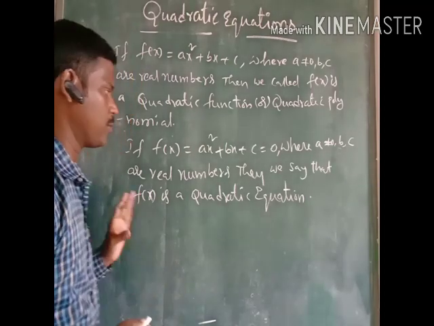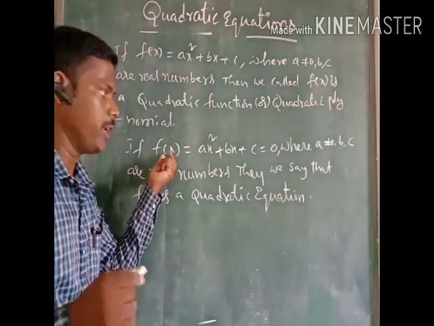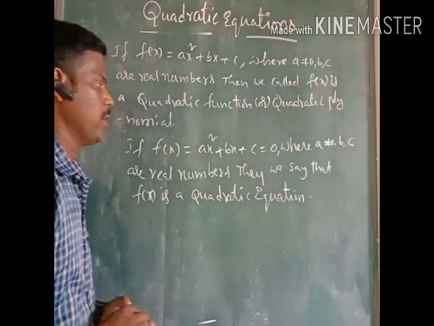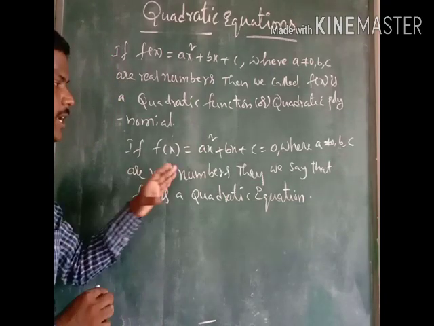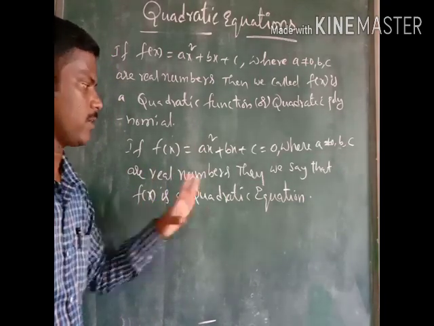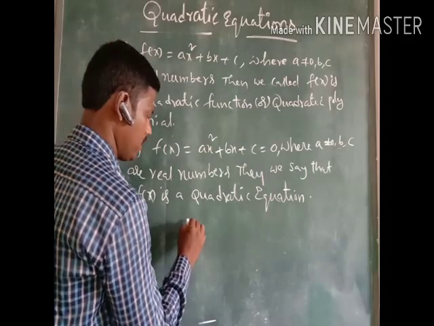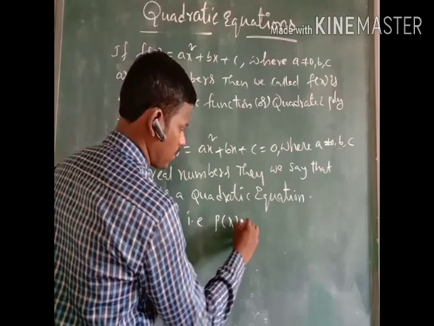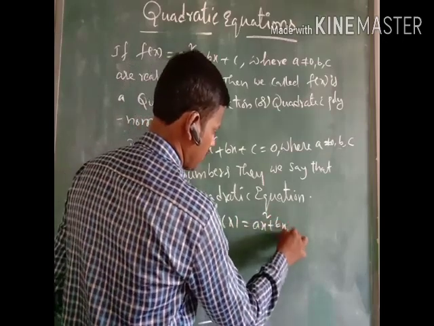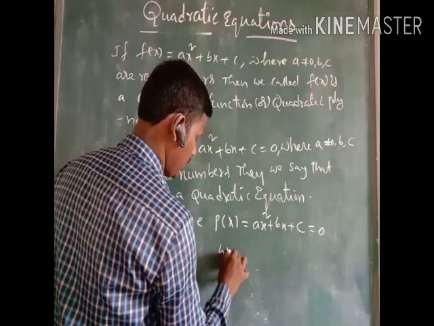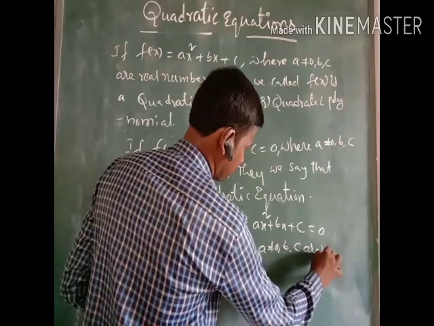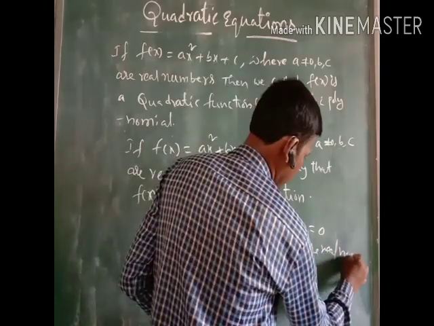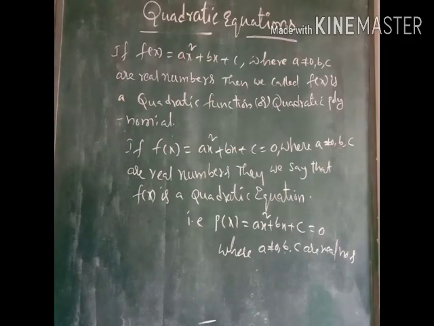Understanding quadratic equation? Once again remember, simply f of x or p of x equals ax square plus bx plus c equals 0, where a is not equal to 0 and b and c are real numbers, then we say that f of x is a quadratic equation. Sometimes you can write p of x, also called a quadratic equation. Understand, children? It's clear for you.